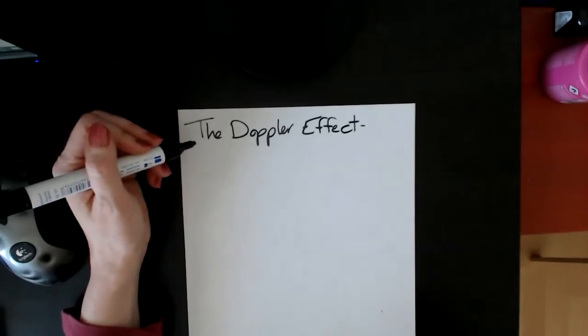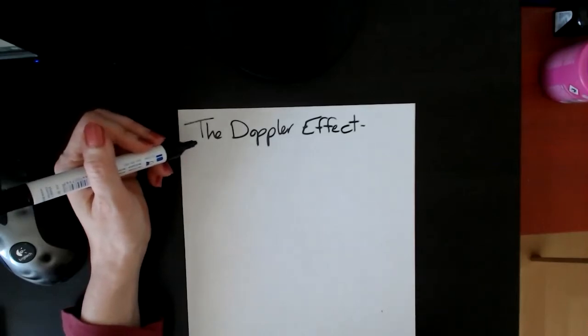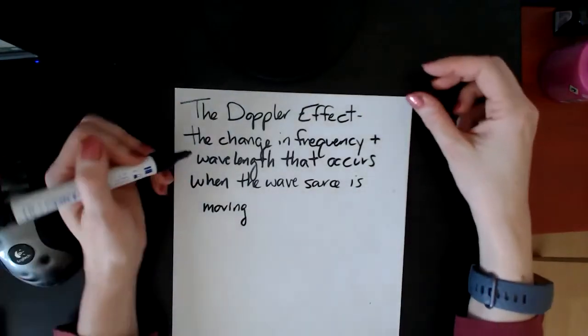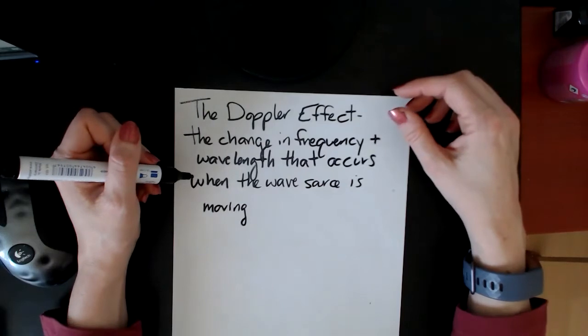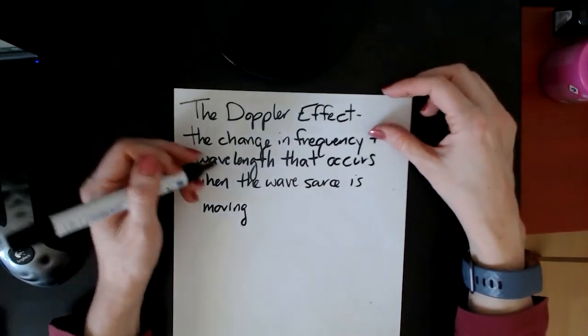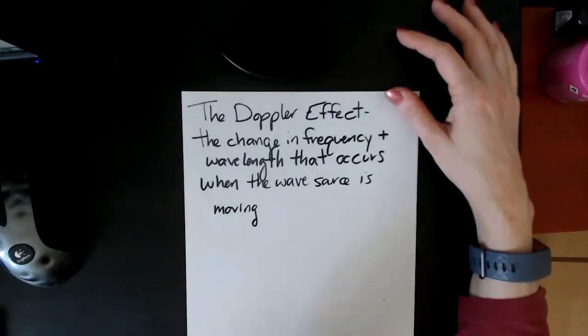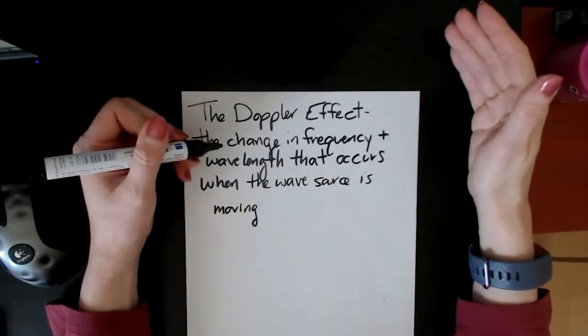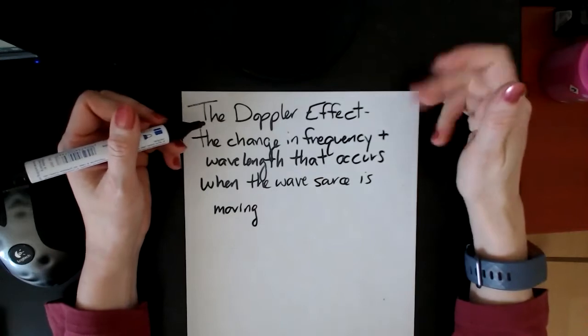And so the Doppler effect is simply the change in wavelength and frequency that occurs when the wave source is moving. So I'm going to write that down. So the change in frequency and wavelength that occurs when the wave source is moving. And the idea is that the change in frequency and wavelength are inversely related. As one goes up, the other one will go down.